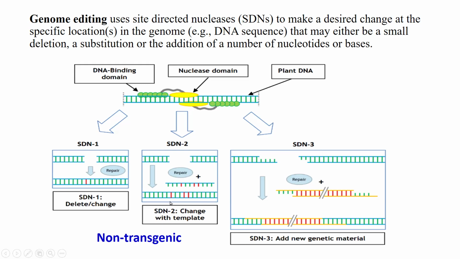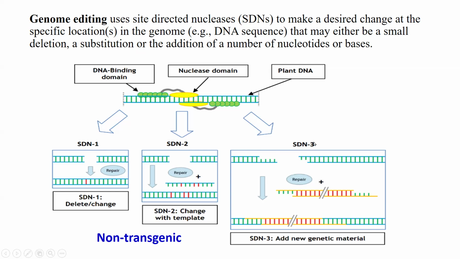Here also nothing new, no gene from another species, is introduced. You only made some minute correction without adding any foreign gene, and it is also non-transgenic. So SDN1 and SDN2 are non-transgenic. SDN3 is different. After the double strand break, you can even add a new gene, like we do for a transgenic plant. So it can be transgenic.